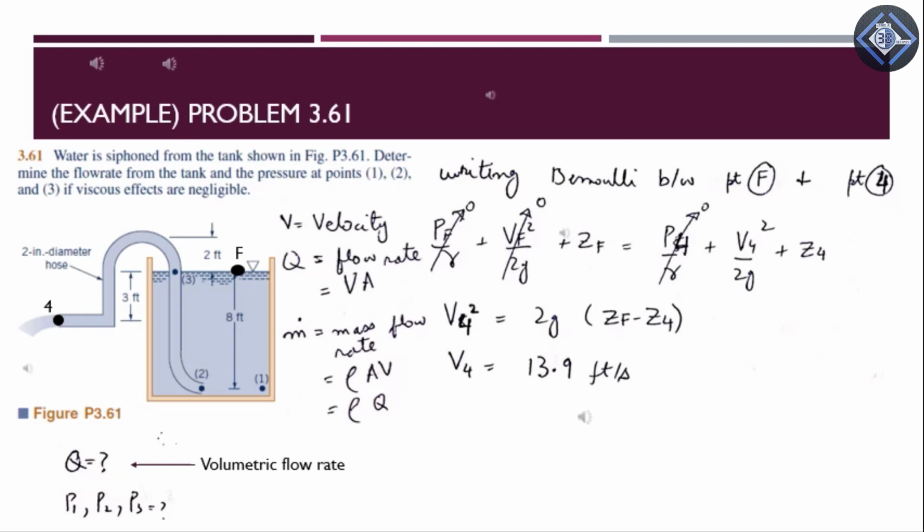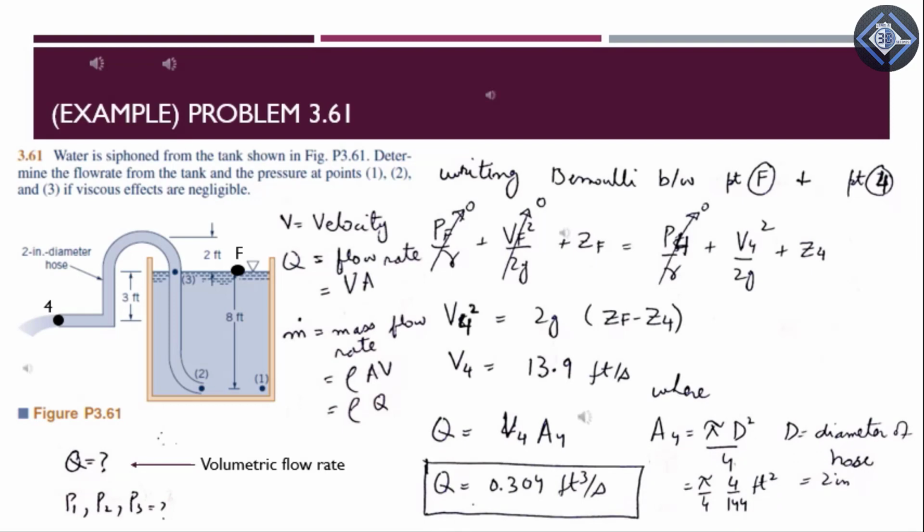So the volumetric flow rate Q through the pipe will be equal to V4 times A4, where A4 is the cross-sectional area of the pipe at point 4. Since we know that this hose or this pipe has a constant diameter equal to 2 inch, we calculate the area A4 and multiply it with the velocity V4 that we have just calculated, that is 13.9 feet per second, and we get the volumetric flow rate Q equal to 0.304 feet cubed per second.